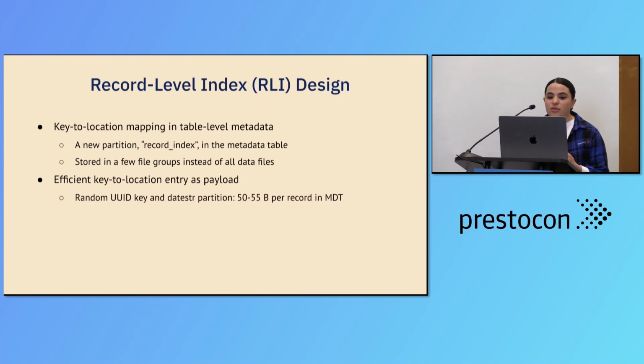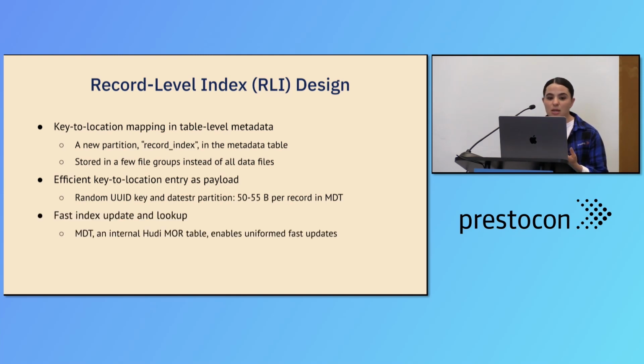To make the storage footprint low, there's an efficient key to location entry, so a combination of random UUID keys and date string partition only takes about 50 to 55 bytes. And then the record level index directly leverages the metadata table for fast index updates and lookups. The metadata table is an internal merge on read table in Hudi that provides uniformly fast updates for different index metadata.